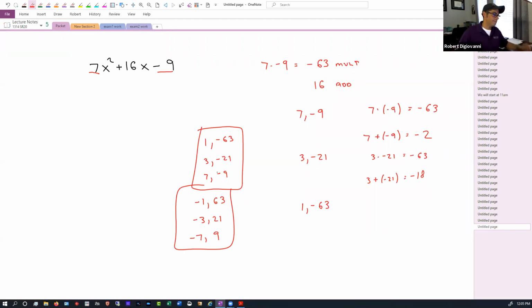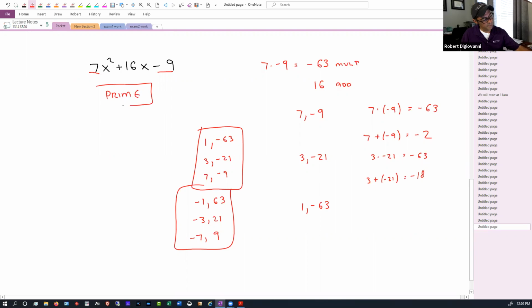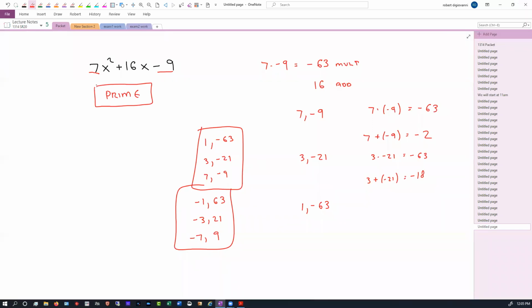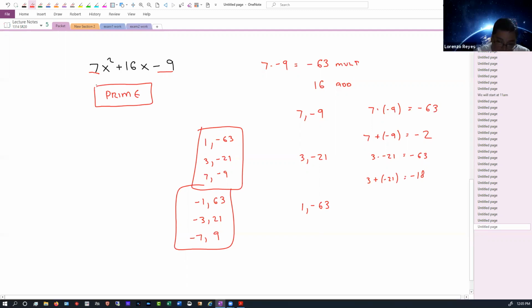What does this mean? It's not factorable. We can't do it. You can't factor it. So what we will say when we get to a problem like this is that it is prime. Prime means it can't be broken down. So all we do is just put prime down and that's it. If on your homework you're trying to come up with these two numbers and you can't, the answer would be prime. It can't be factored.